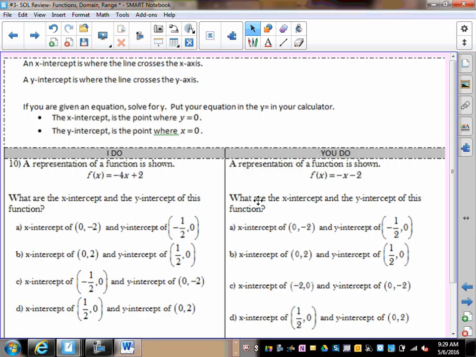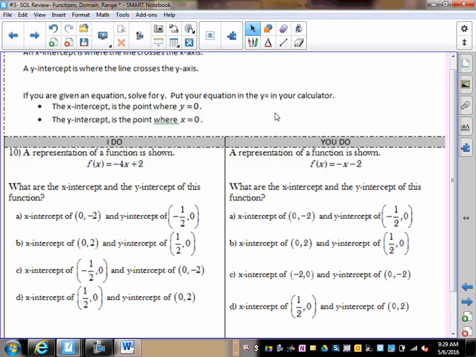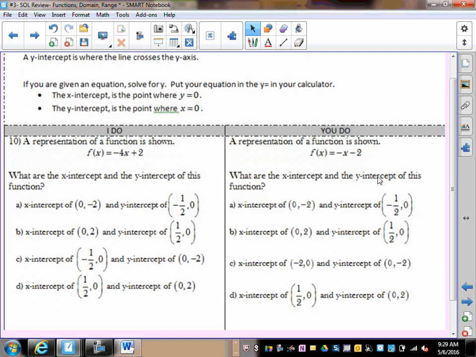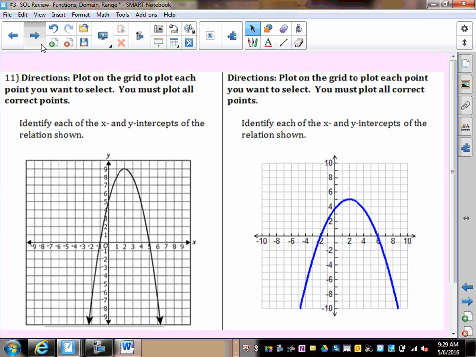So we'll real quickly talk about this. This is what you just had your test on. Remember, an x-intercept is where it crosses the x-axis. A y-intercept is where it crosses the y-axis. So you can graph each of these to find your x and y-intercept. But we've just recently done that on the last unit, so I won't waste your time with that.